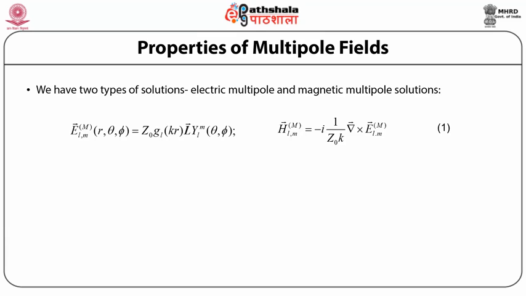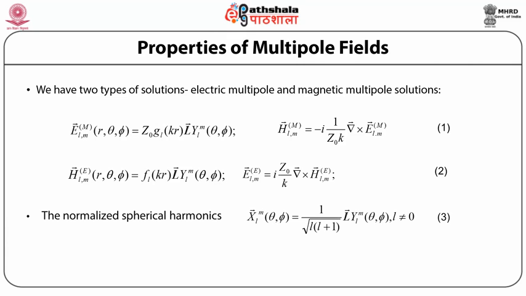H_LM^M is equal to minus i 1 divided by Z0 k into del cross E vector_LM^M, and H_LM^E vector (r, theta, phi) is equal to f_L(kr) into L vector into Y_LM(theta, phi), and E vector_LM^E is equal to i Z0 by k into del cross H vector_LM^E, where Z0 is equal to the square root of mu naught by epsilon naught.